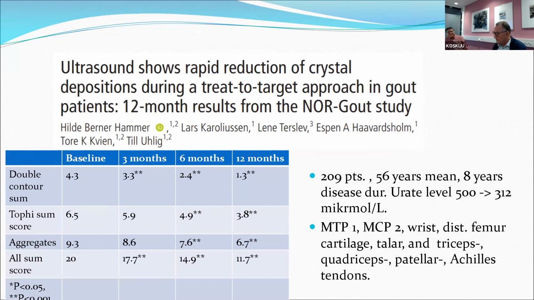So what they found? They examined MTP1, MTP2, wrist, distal femur cartilage, talar, triceps, quadriceps, patellar, Achilles tendons. They examined all this and they made a score of all that. At the baseline, double contour score was 4.3, and you see it went down in 1 year. Some tophi score 6.5 down, aggregates down, all some score down. So this is quite a positive finding that if you treat gout and try to put the urate level down, you can get results. And this resolves this gouty material out of the body.